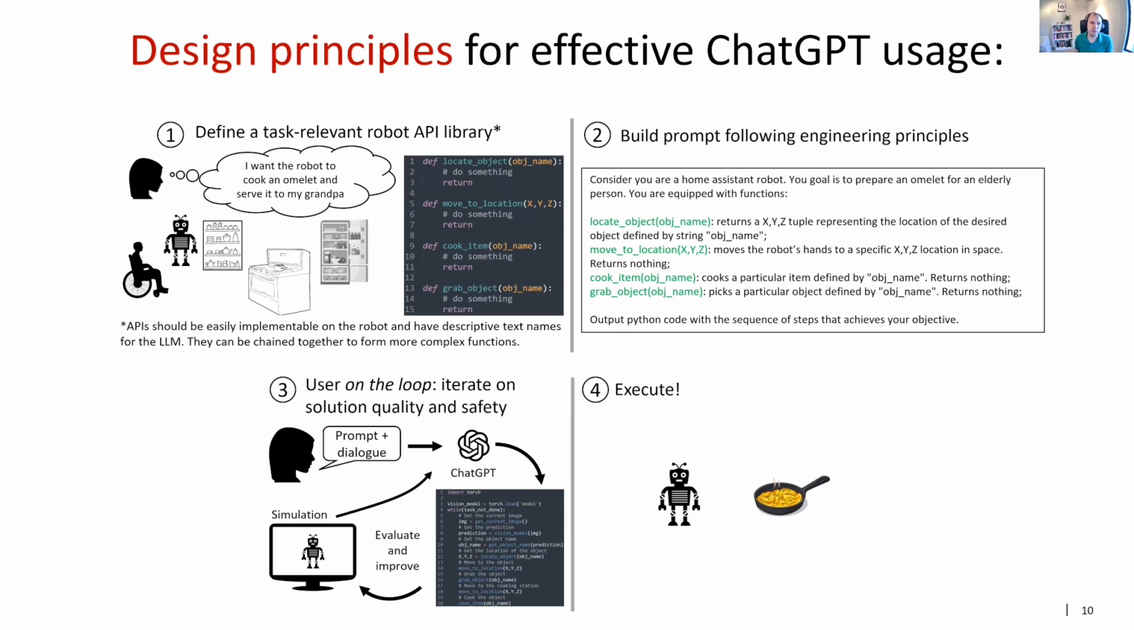So the first step is we define a task-relevant robot API library. For whatever task you're doing, you're going to write a bunch of functions that can be executed for your application. For example, we have this example case of you want a robot to cook an omelet and serve it to somebody. So you might have a bunch of APIs that are locate object, move to location, cook an item, grab an object. This can be as low level or as high level as you want.